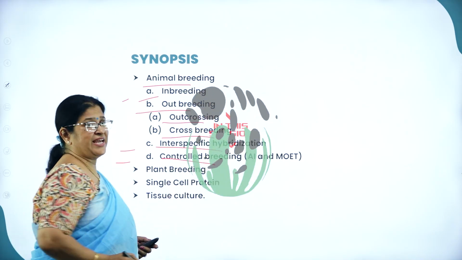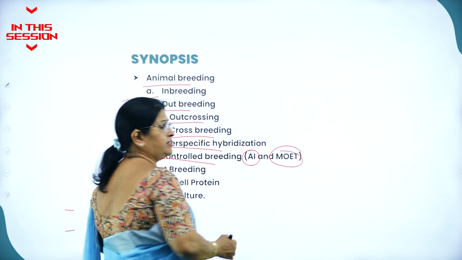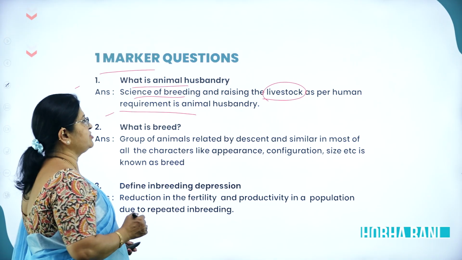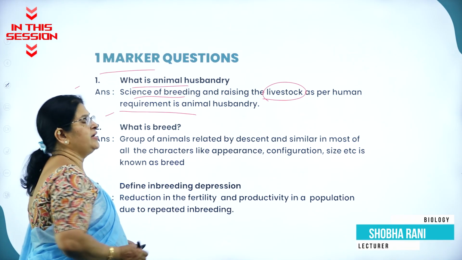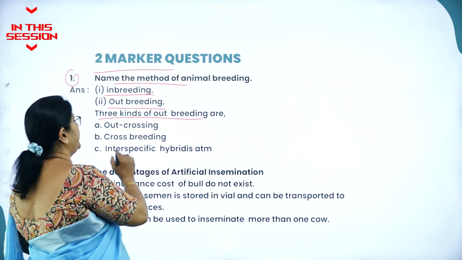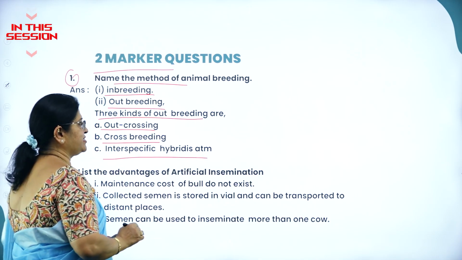Controlled breeding, that is AI, artificial insemination, and MOET, that is multiple ovulation and embryo transfer. So the science of breeding and raising the livestock as per human requirement is called animal husbandry. What are the three kinds of outbreeding? Outcrossing, crossbreeding, and interspecific hybridization.